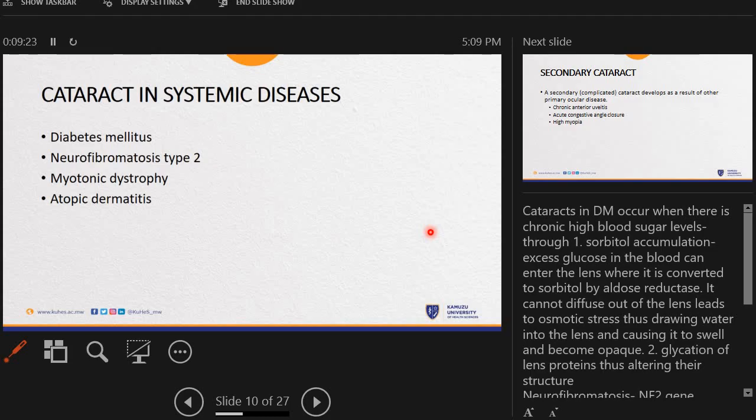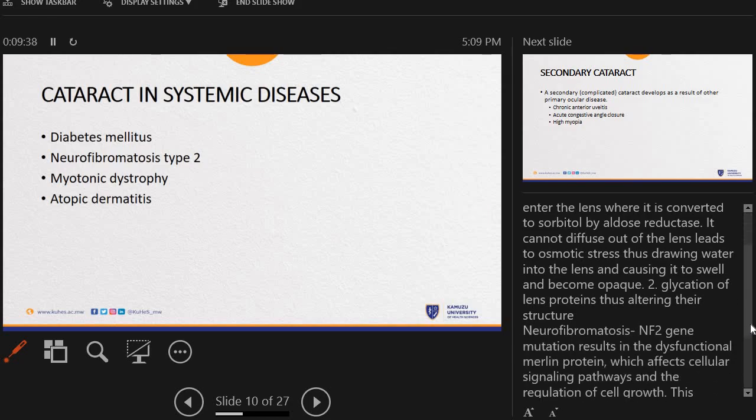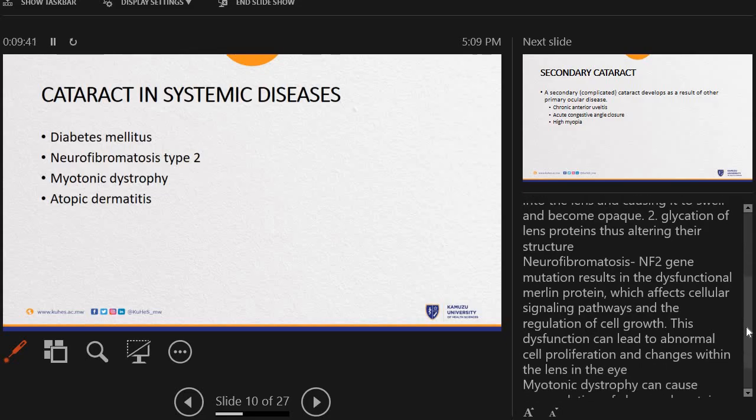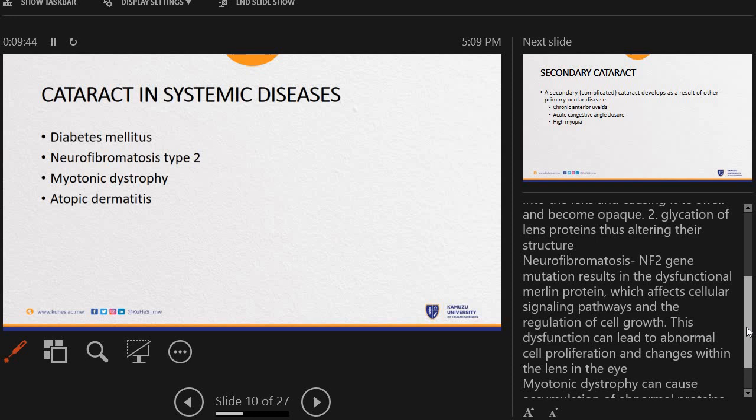Another mechanism is glycation of the lens proteins, thus altering their structure. With neurofibromatosis type 2, you have a genetic mutation in the neurofibromatosis type 2 gene, and this affects a protein called merlin, which affects cellular signaling pathways and regulation of cell growth. This dysfunction can lead to abnormal cell proliferation and changes within the lens of the eye.